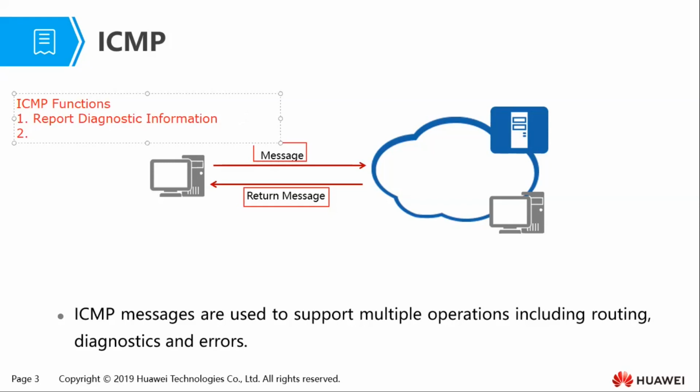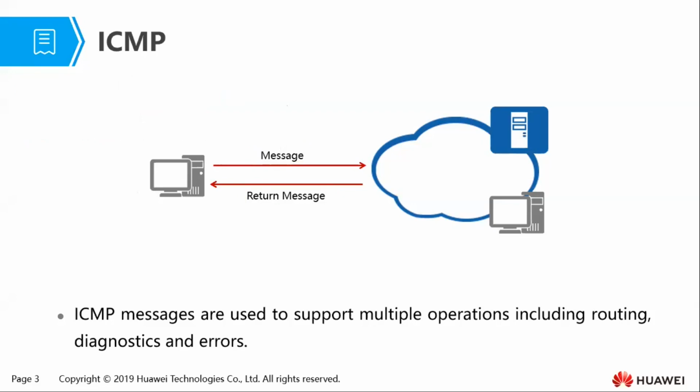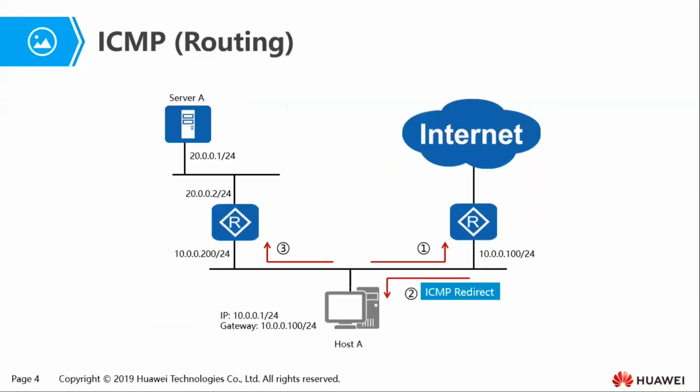The next purpose of ICMP is to support routing. We're going to see how it supports routing. And the last one is error reporting. So these are the three main applications of ICMP in our networks. And we can't actually manage enterprise networks without understanding how ICMP works, because ICMP will help us to troubleshoot the network. So let's look at the very first one, which is routing.